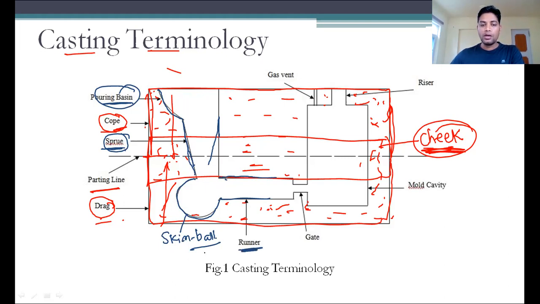By the way, sometimes the skim bob is not mentioned in the book, so you can directly say that first there is a pouring basin, then a sprue, and after the sprue there is a runner. The runner is a horizontal passage of the same cross-sectional area, and after that there is a gate.